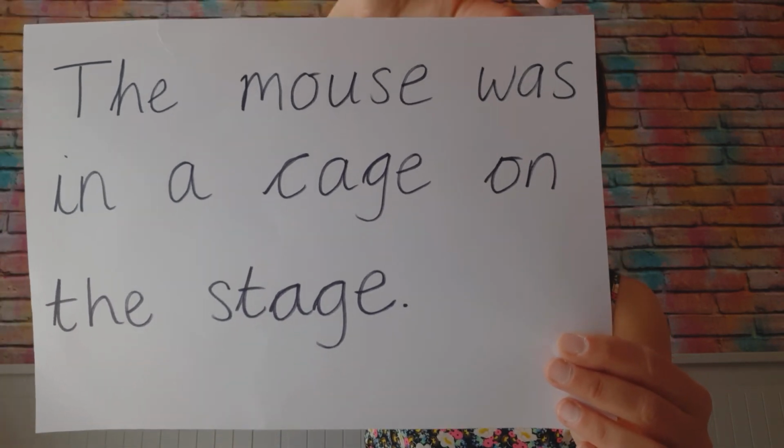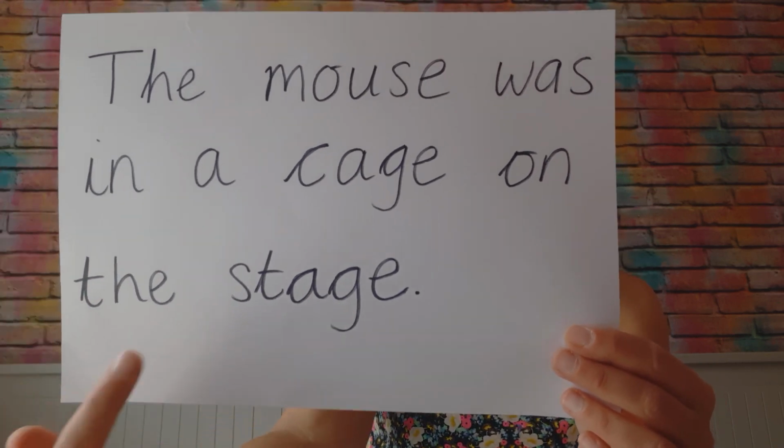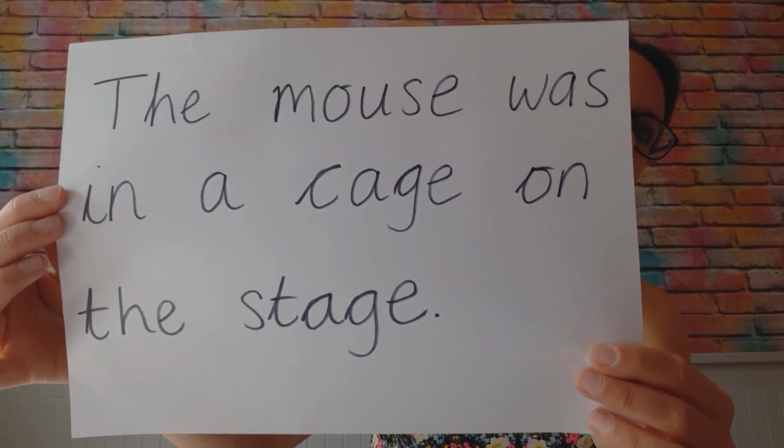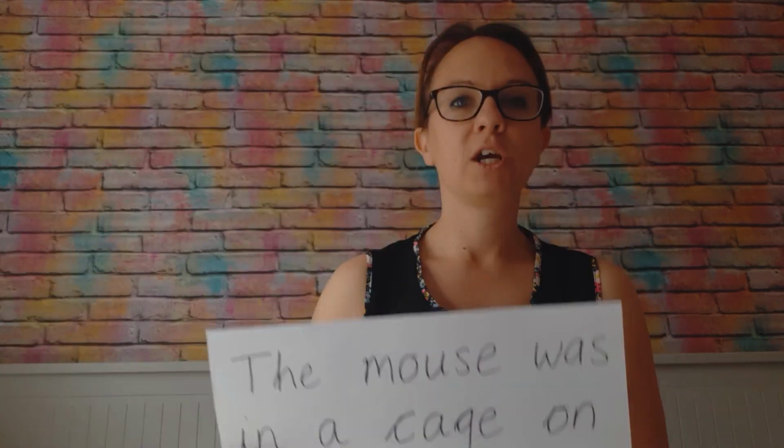The mouse was in a cage on the stage. And now we've read it once, we read it again for fluency. The mouse was in a cage on the stage. So now I think, oh, I understand now. There's a mouse in a cage on the stage. I've done my working out what it says. Now I can get the meaning of the sentence. There was a mouse in a cage on the stage.